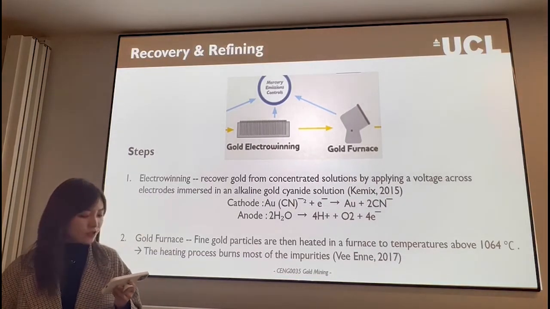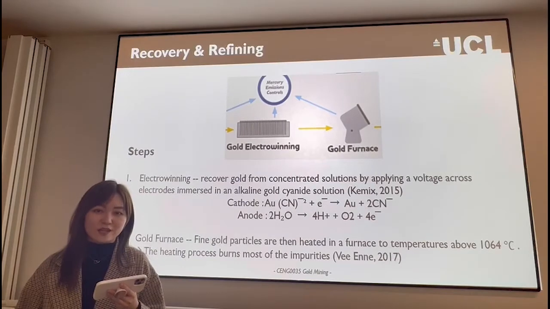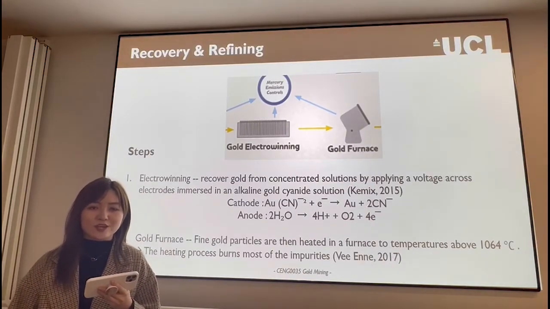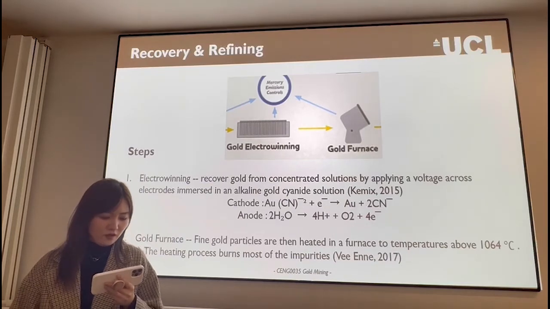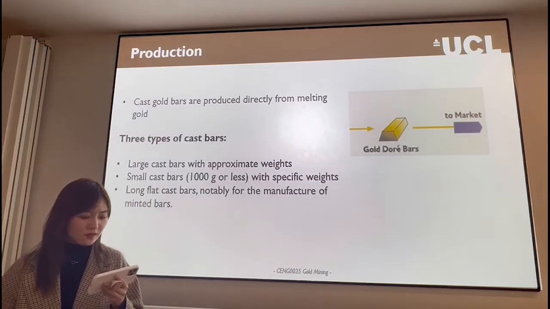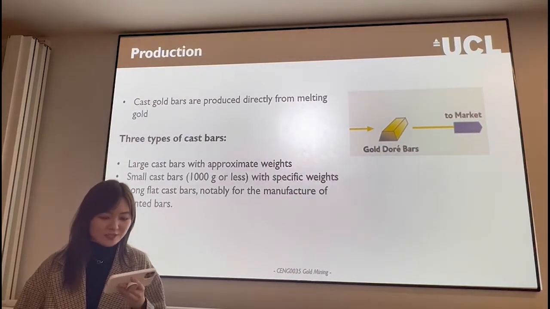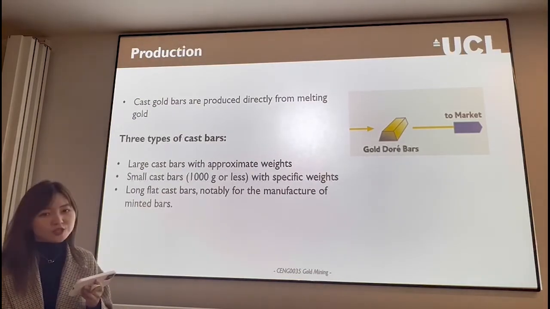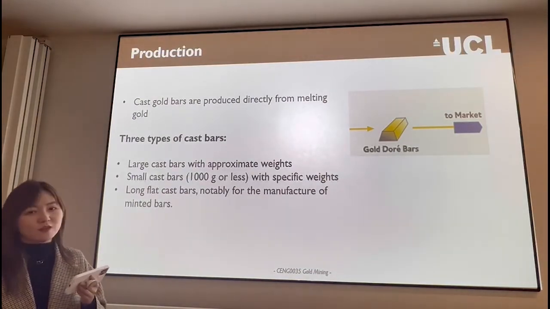At the refining stage, gold particles are heated in a furnace to a temperature of 1064 degrees Celsius, which is the melting point of gold. The heating process burns off most of the impurities. The melting gold is eventually cast into gold bars. There are typically 3 types of gold bars: the large cast bars, small cast bars, and the long flat cast bars.